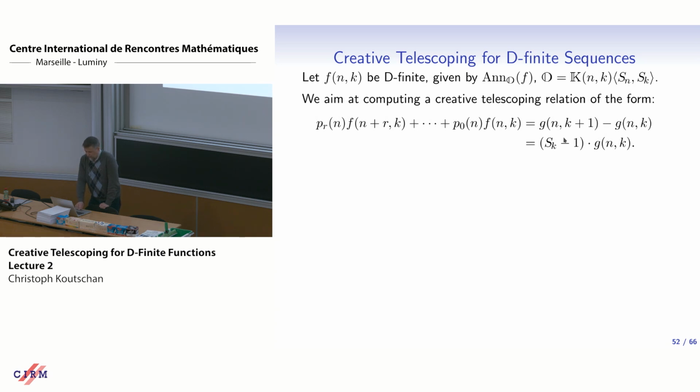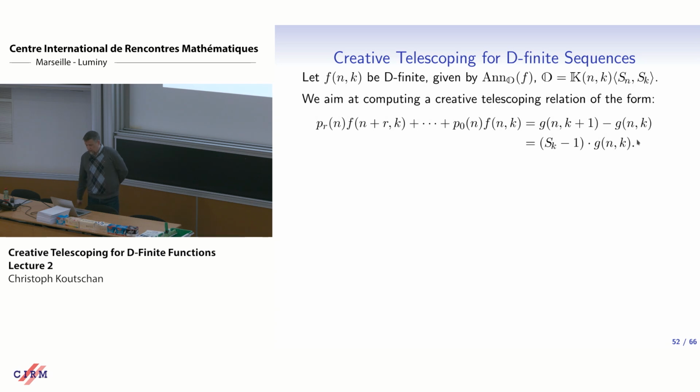We want to find a telescopic relation of this form, where you see on the left-hand side we have a recurrence equation with coefficients that do not depend on the summation variable. They are free of k, they depend only on n, and they are polynomials or rational functions. And we have the shifts of f, but only with respect to n. And so this left-hand side is called the telescoper, and this will eventually turn into a recurrence for the sum.